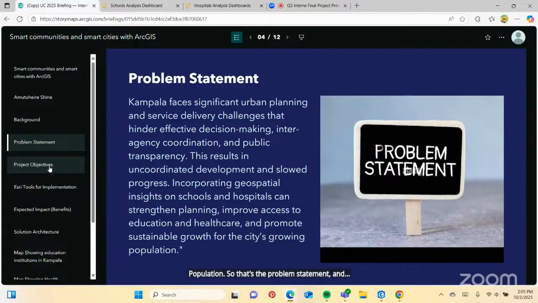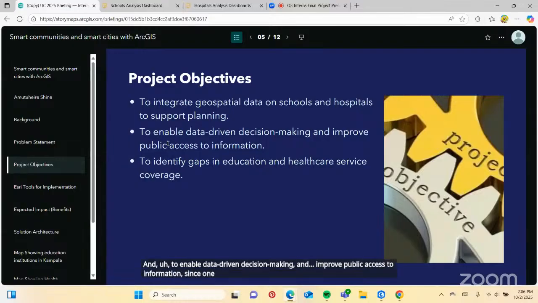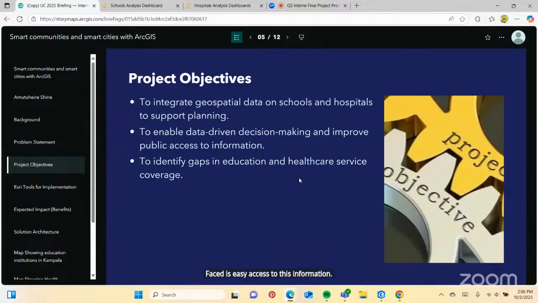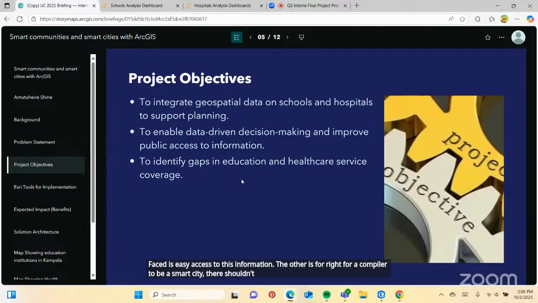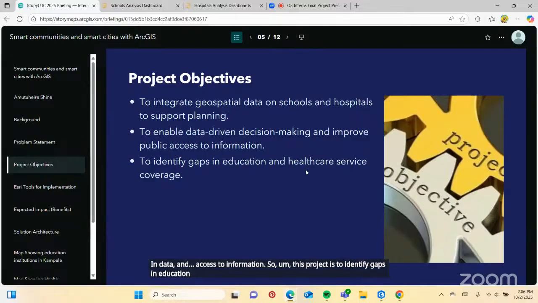The project objectives are to integrate geospatial data on schools and hospitals, support planning, enable data-driven decision-making and improve public access to information, since one of the challenges being faced is easy access to this information. The other is that for Kampala to be a smart city, there shouldn't be gaps in data and access to information. So this project is to identify gaps in education and healthcare services and also their coverage.